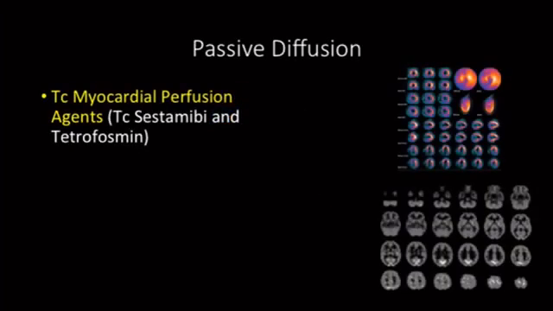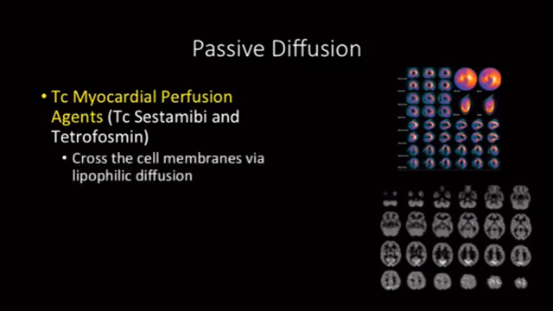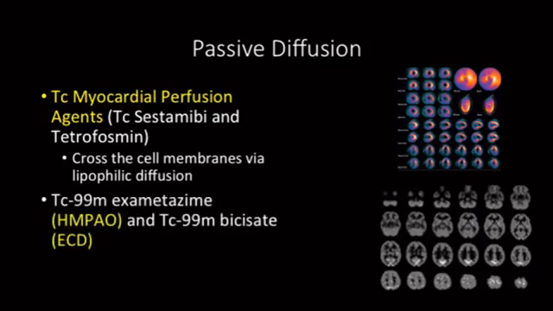So passive diffusion for both tech sestamibi and tetrofosmin for getting into the heart. And it's also the same way that HMPAO and ECD get into the head, not necessarily how they stay.